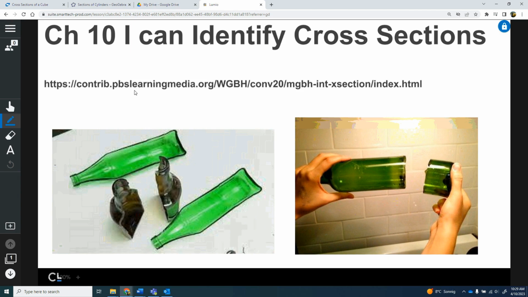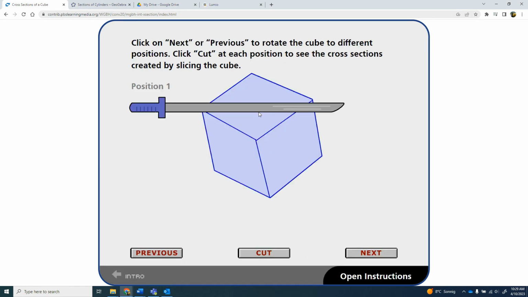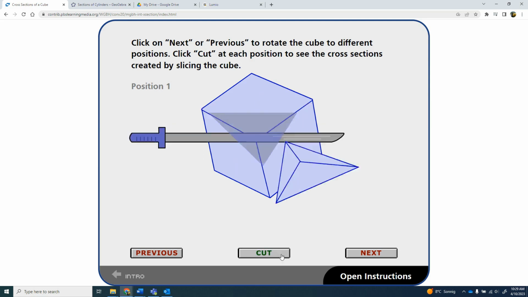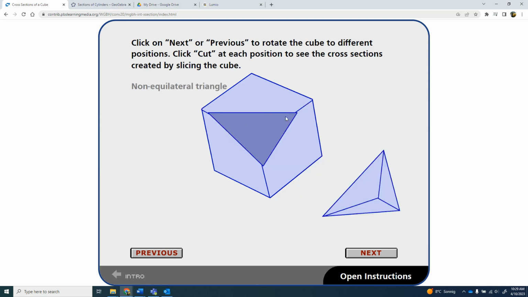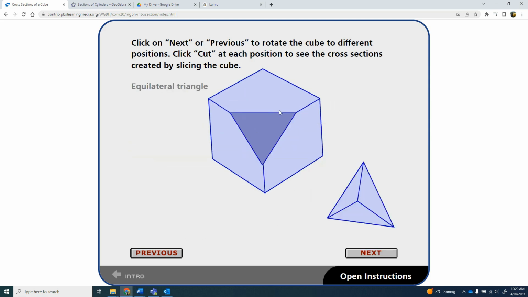So let's go to pbslearning.media and we can identify what is a cross section. Here I have a cube. If I want to start the activity, I get this cool sword and I can cut it. And I'm cutting off, and this is my cross section. It is going to be the 2D shape that's made, like the image. So this is a non-equilateral triangle. The next one I'm cutting, that's going to form an equilateral triangle. So all the sides are the same.